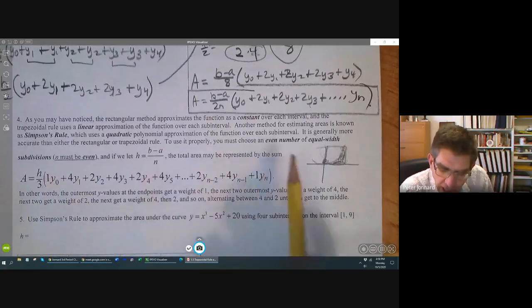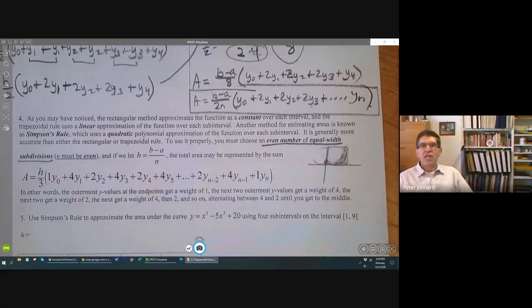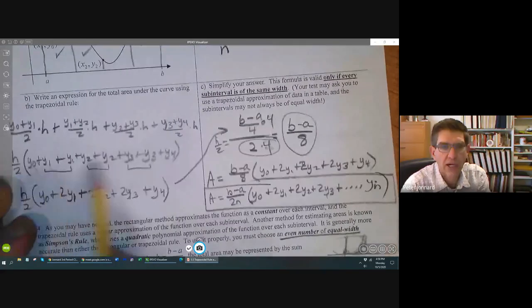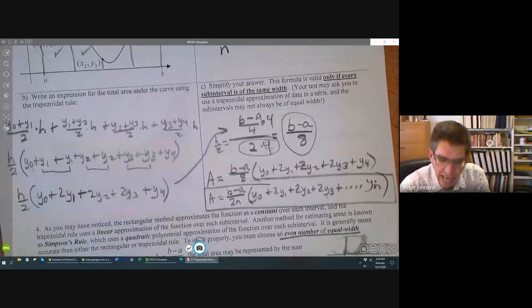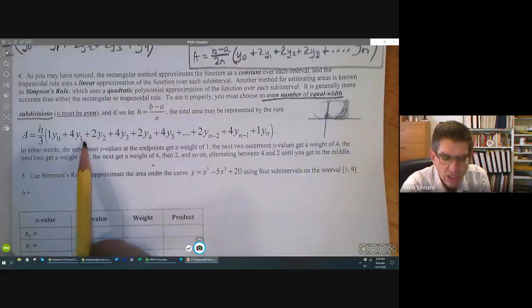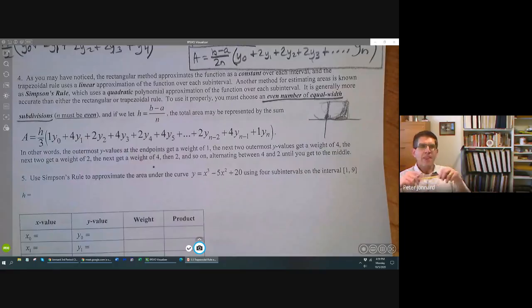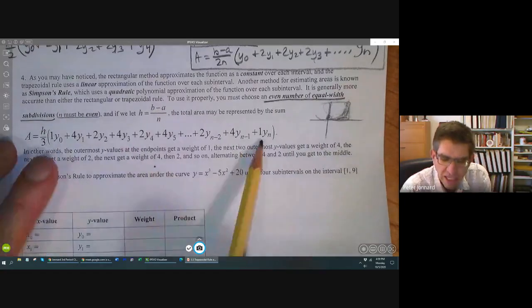To use it properly, you have to be choosy about things. You have to have an equal number of equal width subdivisions, so n has to be even, and they all have to be the same width. In that case, you would have a very complicated expression, much more complicated than what I have here. But when you boil things down, you end up strangely with 4 of y sub 1 and only 2 of y sub 2, and 4 of y sub 3 and 2 of y sub 4, and so on. It alternates, and that seems really hard to justify. Why would that happen? The endpoints only have 1 each, just like here.